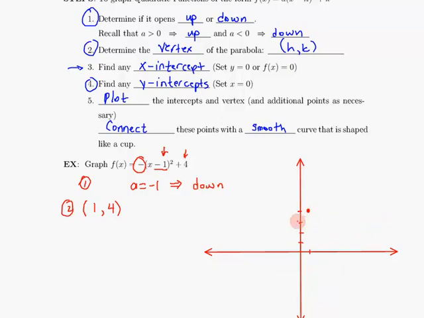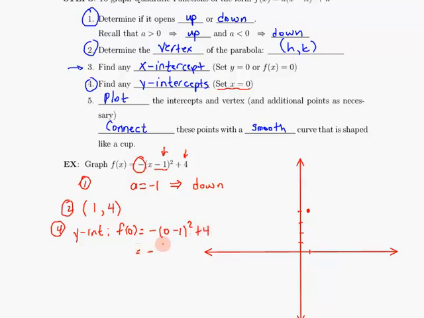So the question I'm going to ask now is, where does this thing cross the axis? So let's do the y-intercept first. Y-intercept. That is, where does it cross the y-axis? And remember, from up here, to find that, you set x equals 0, right? You're going to plug in x is 0 to find where it crosses the y-axis. So f of 0 would be negative 0 minus 1 squared plus 4, right?